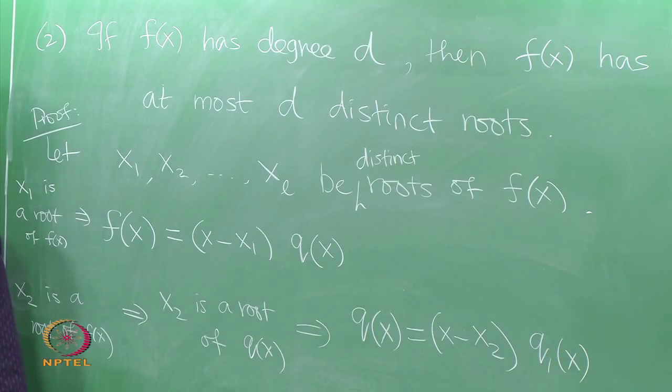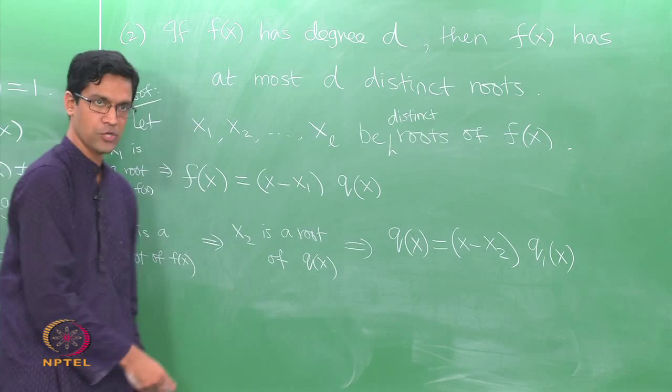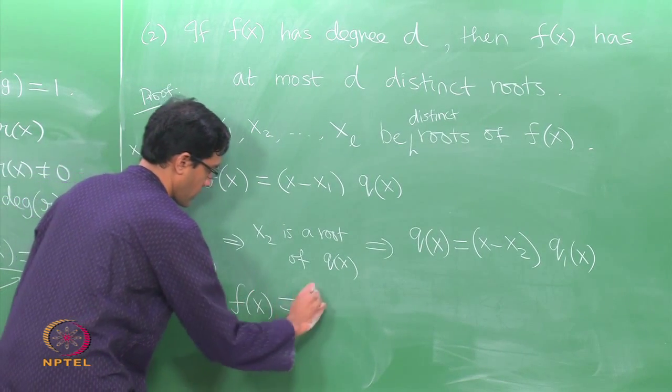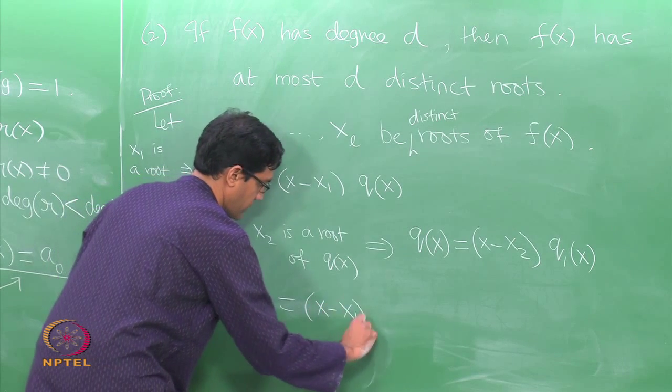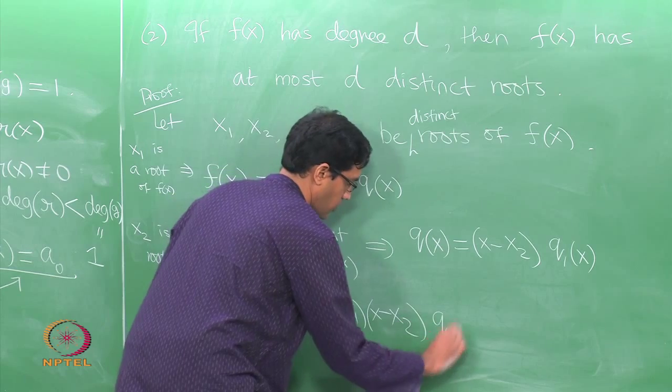Okay. Now what do we get? Putting these two things together, f of x is x minus x1 times q, q is x minus x2 times q1. So putting these together you conclude that f is actually x minus x1 times x minus x2 times this polynomial q1 of x.